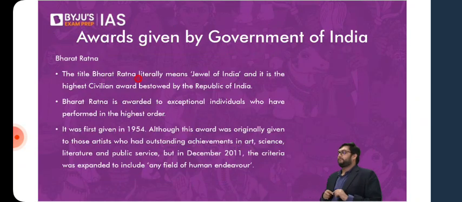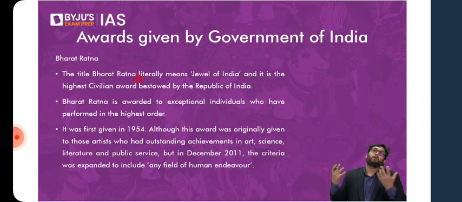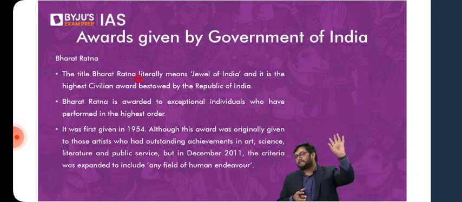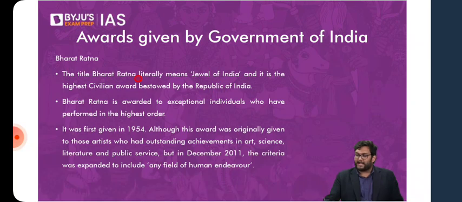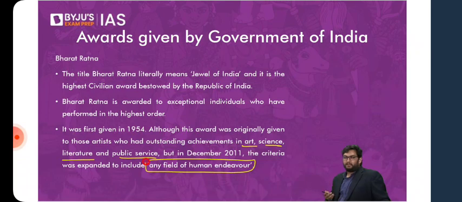Bharat Ratna is basically Jewel of India, the highest civilian award. This is the highest award you can ever get. And it used to be art, science, literature, public service. So you can become a Bharat Ratna if you have very outstanding achievement in art, science, literature, public service, which means IAS, IPS officers also can get Bharat Ratna. But now it is in any field of human endeavor since 2011. So it is not specific to art, science, literature. It can be scientific, anything. So it now has been widened.